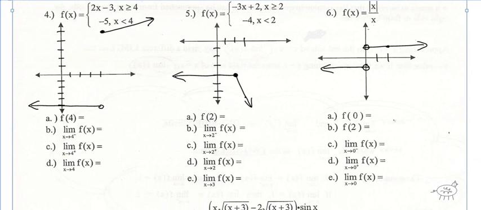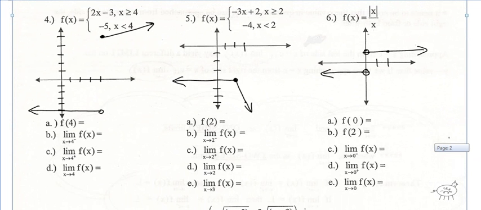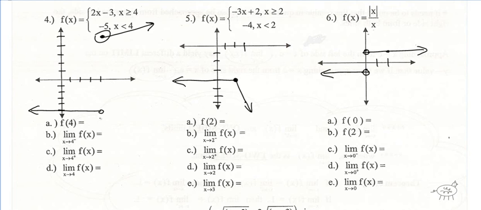All right, number 4. This is, again, another nice little piecewise function. What is f of 4? Well, it's not by the open dot, it's by the closed dot. So f of 4 is right there, and so that value is 5.